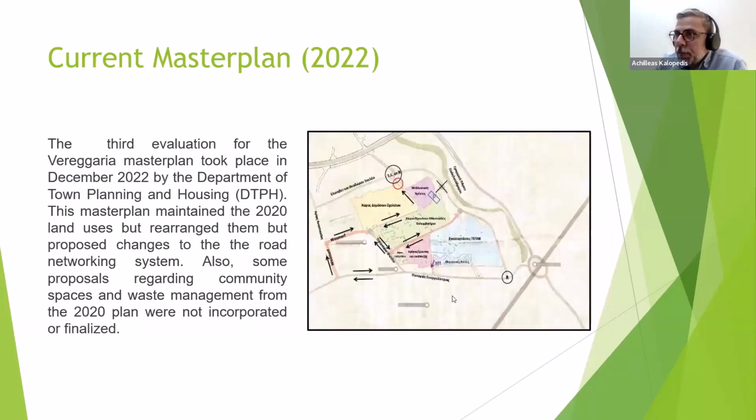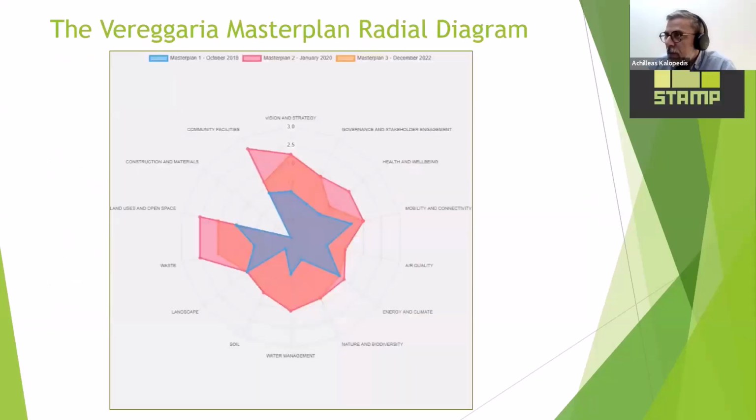Okay, this is the current master plan. It's the third iteration. This took place in 2022. It maintained the 2020 uses, but arranged them a little bit and proposed some changes to the road network system. Some of our proposals were not incorporated or finalized, but it's still a big improvement from the 2018 version. We'll wait to see what the 2023, 2024 version is like.